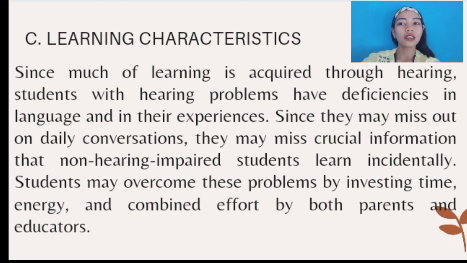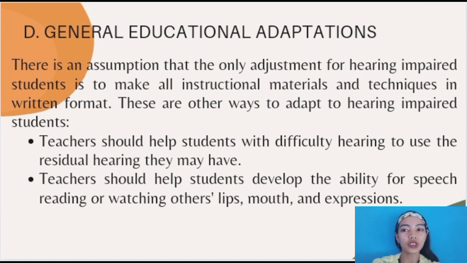The next is general educational adaptations. There is an assumption that the only adjustment for hearing impaired students is to make all instructional materials and techniques in written format. These are other ways to adapt to hearing impaired students. First, teachers should help students with difficulty hearing to use the residual hearing they may have. Teachers should help students develop the ability for speech, reading or watching others' lips, mouth, and expressions.